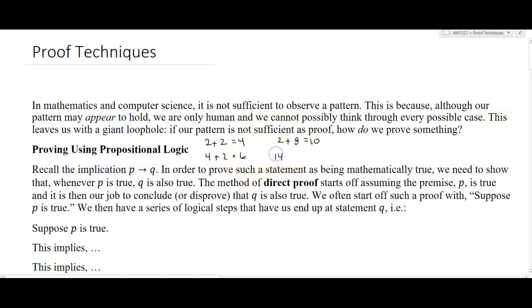And this doesn't stop at these numbers. 14 plus 12 is 26, and that's an even number. And so we might be tempted to say, oh, the sum of any two even numbers is always even. And that's where our logic and our intuition have a little bit of a disconnect, because it's inadequate to say, well, here's the pattern. Look at the pattern. It must always hold true.